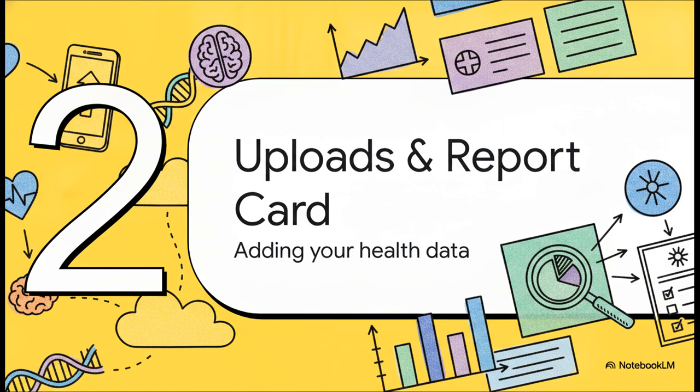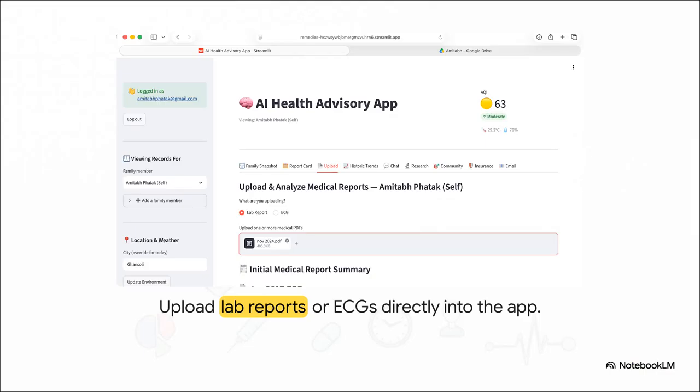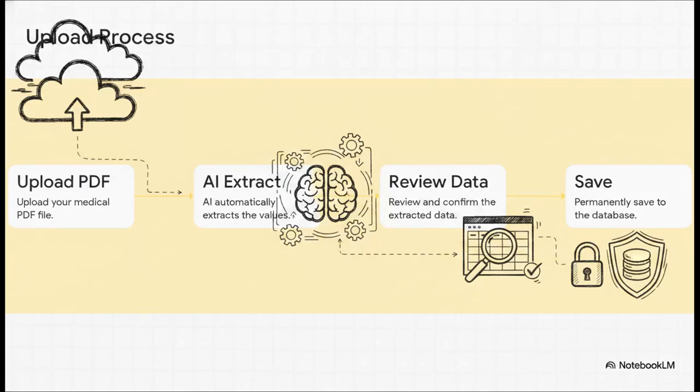Moving right along to Section 2, Uploads and the report card. Let's see exactly how you bring your raw medical data into the app. Over on the Upload tab, you'll find the interface is incredibly straightforward. You literally just choose whether you're uploading a standard lab report or an ECG, and then you drag your PDF right in. Both live in the exact same frictionless flow. There is absolutely no need for you to sit there and manually type out dozens of confusing chemical names or values.